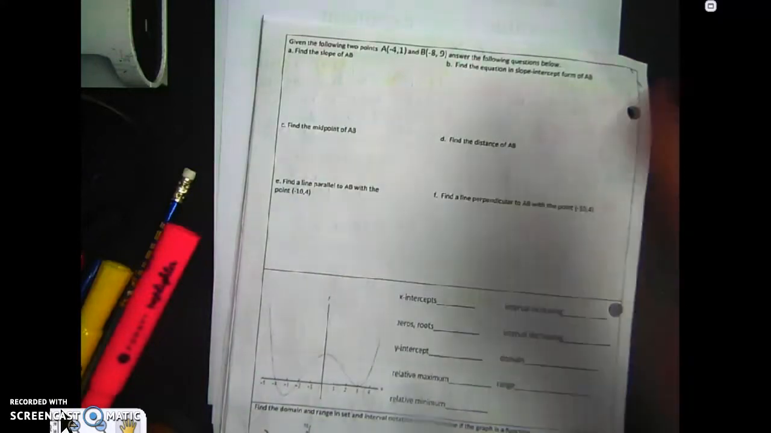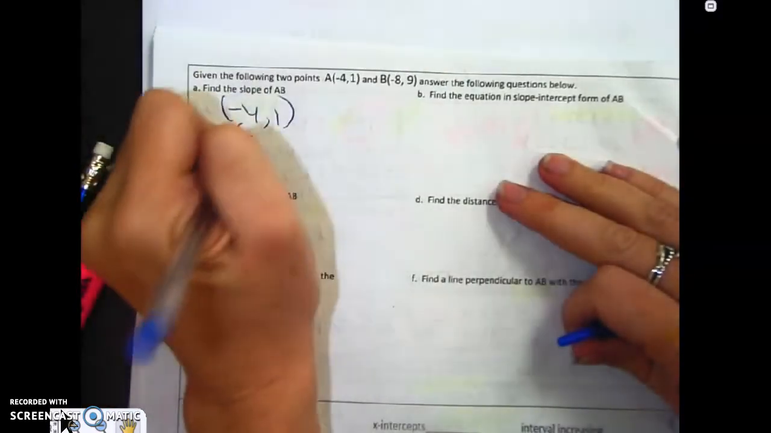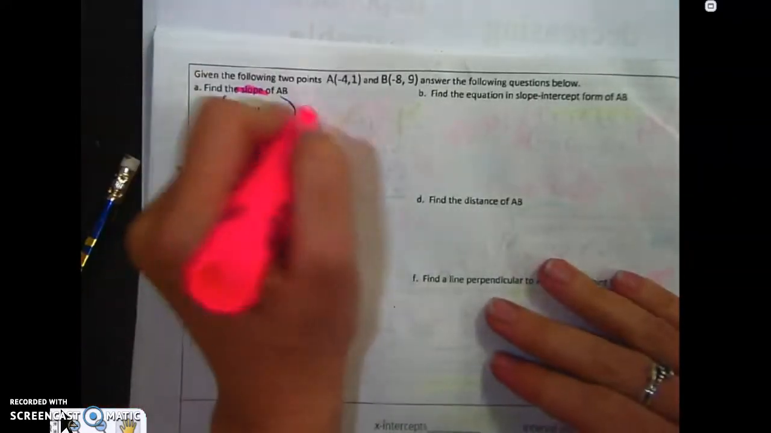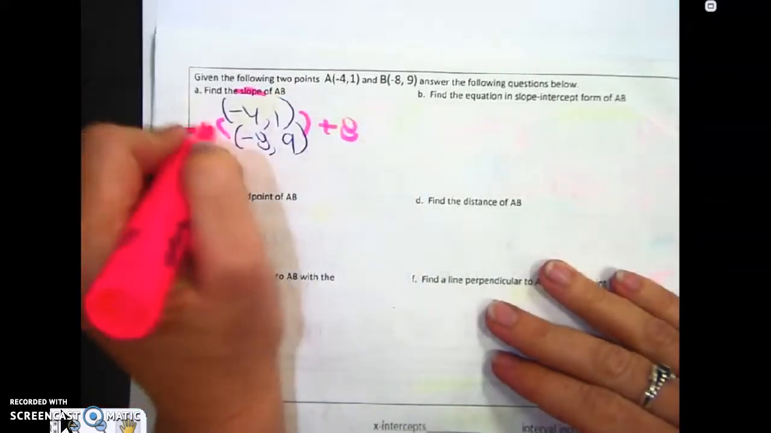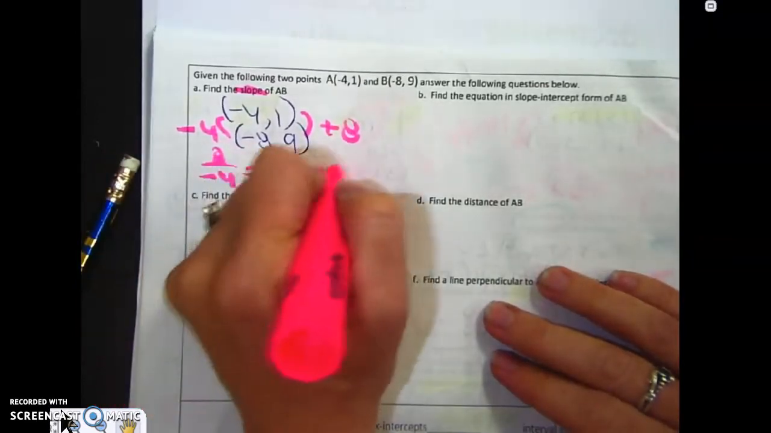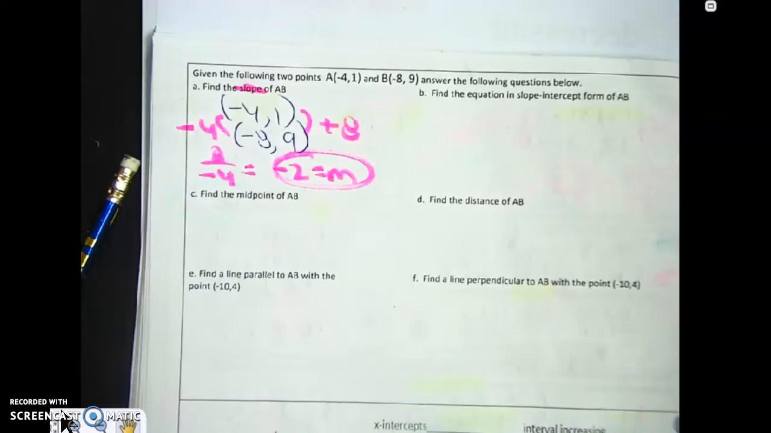Okay, so let's turn the page. All right, so it looks like you need to find slope. So -4, 1, -8, 9. Remember, slope is pattern plus 8 minus 4. Some of you want to do y2 minus y1. I don't care. Whatever you want. Get -2. Simplify it completely.